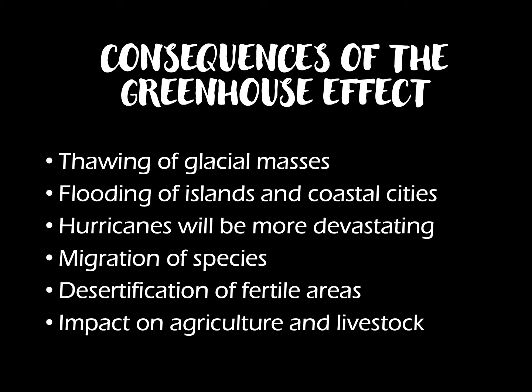Flooding of islands and coastal cities. According to the Intergovernmental Panel on Climate Change, during the period of 1901 to 2010, the global average sea level rose 19 centimeters. It is estimated that by 2100, the sea level will be between 15 to 90 centimeters higher than it is now and will threaten 92 million people.